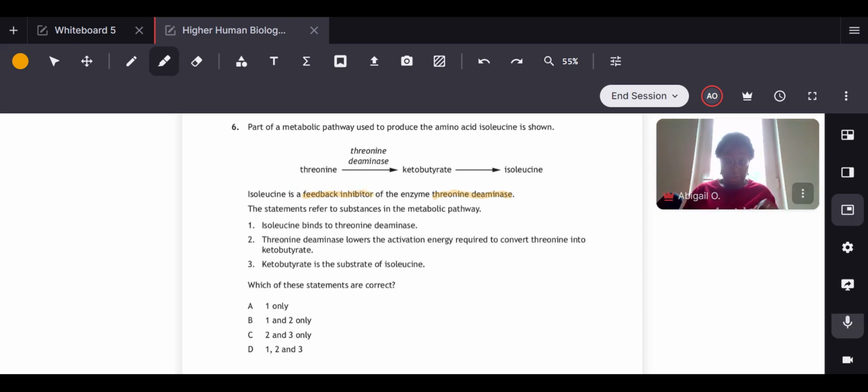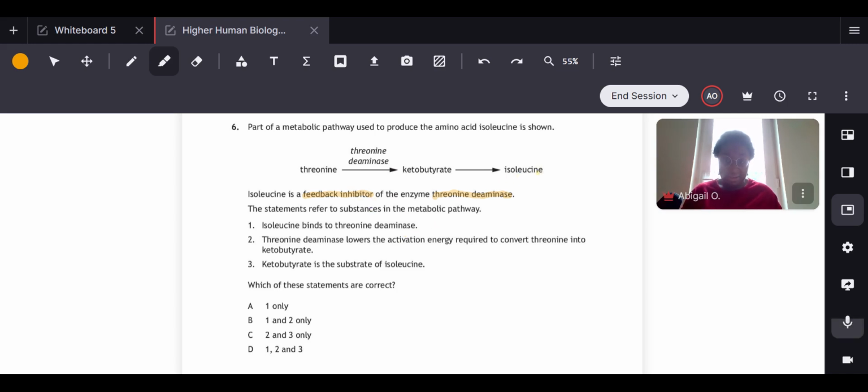Feedback inhibitor of that specific enzyme. So the statements below refer to the substances in this pathway, and our job is to figure out which ones are correct. So let's look at the first statement. Isoleucine binds to the threonine deaminase. Well, we have a feedback inhibitor.